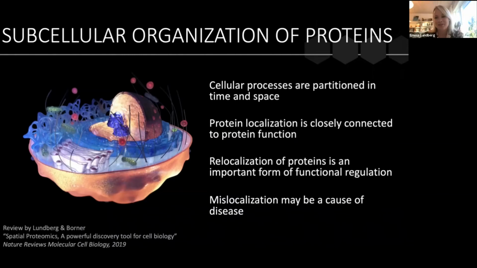So yes, I'm going to talk about subcellular organization of proteins. As you know, cellular processes are partitioned in time and space, so knowing when and where a protein is present gives us good clues about its function. We also know that relocalization of proteins is an important form of functional regulation, and mislocalization can also be a cause of disease. So in my opinion, all systems level studies should include spatial proteomics or single cell proteomics data. I'll try to convince you of that during my talk today.